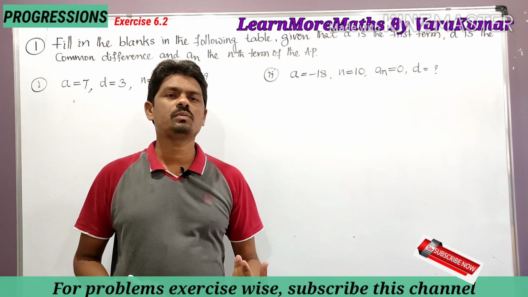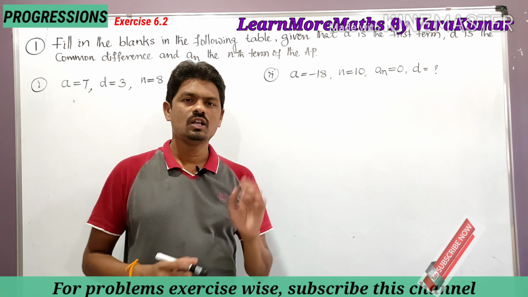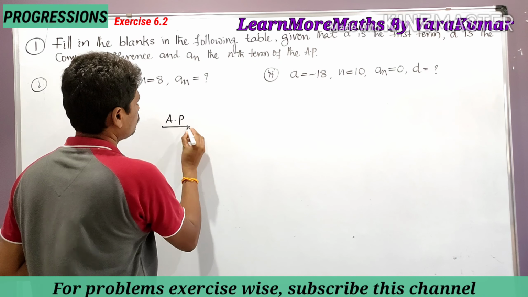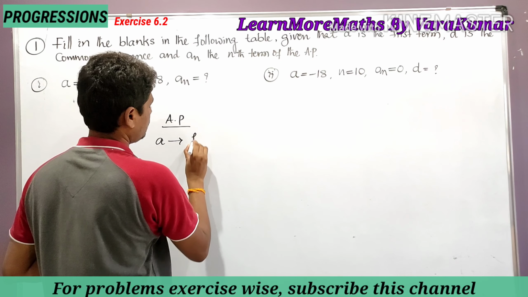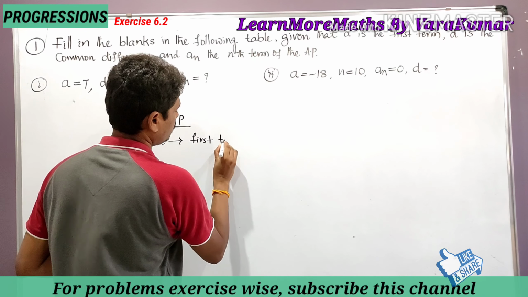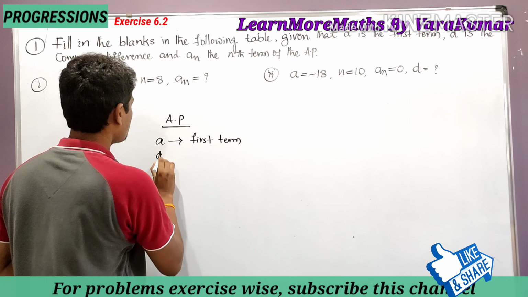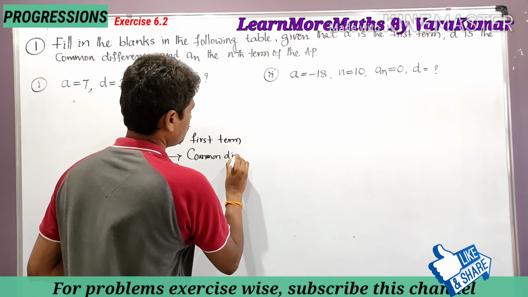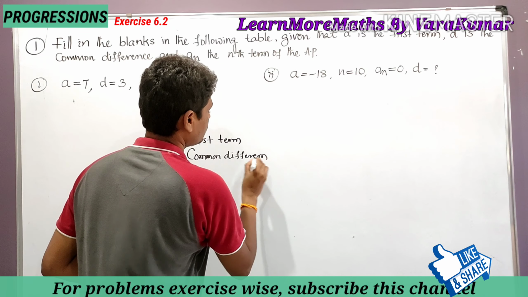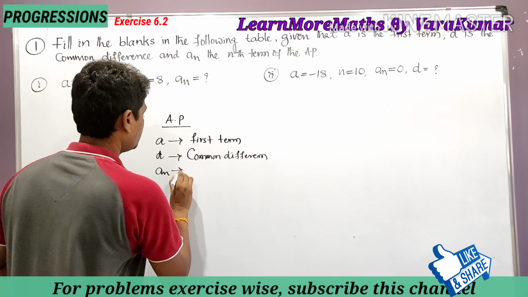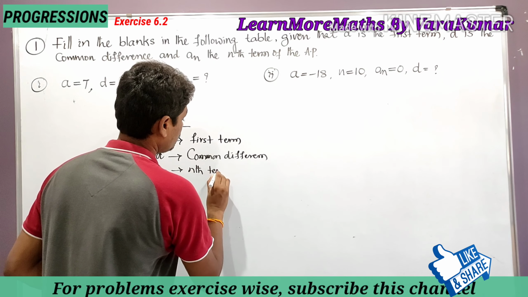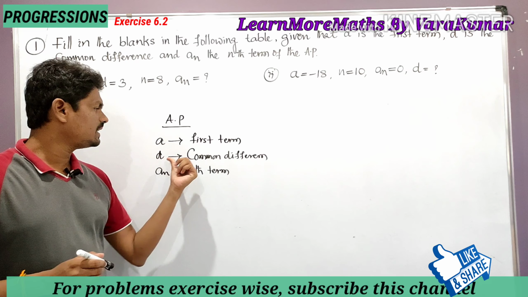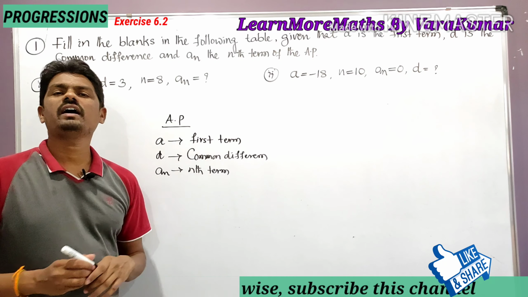Student, before going to solve these problems you must have a clear idea about the terms. Already he has given that it is an AP, an arithmetic progression. Small a is called the first term. Small d is the common difference. And AN is the nth term of an AP. So you must have a clear idea about the terms. Small a is the first term, D is the common difference, AN is the nth term.